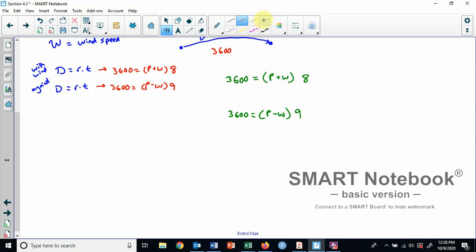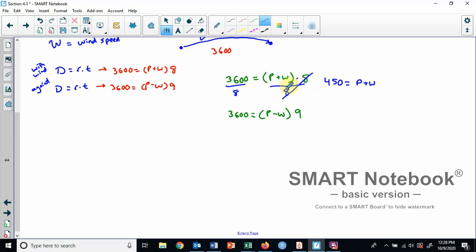Okay, so let's look at these and say, how could I make this a simpler equation? This 8 really is in my way. Well, this is multiplied, isn't it? So couldn't I just divide both sides by 8 to cancel that 8 out? I'm not going to do any of my tricks yet. I just would like to make this a lot easier of an equation. And let's see, 3,600 divided by 8 is 450, I believe, equals P plus W.